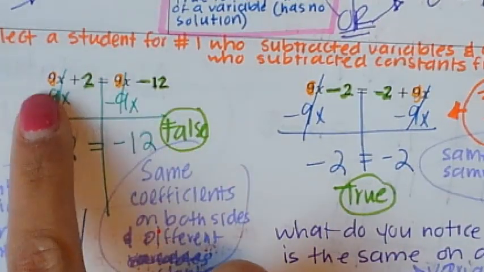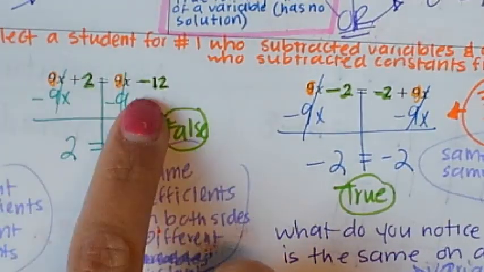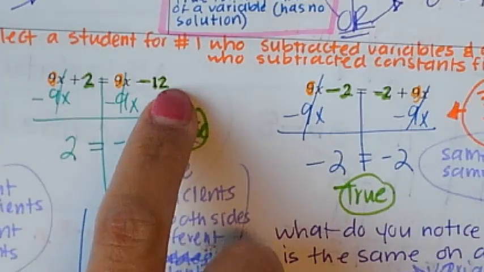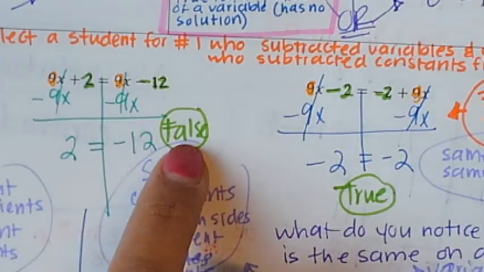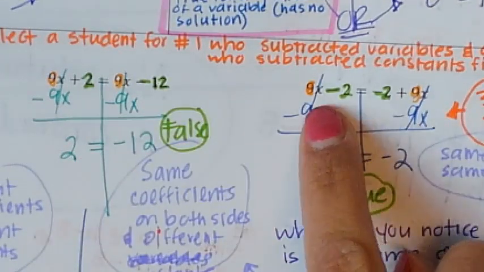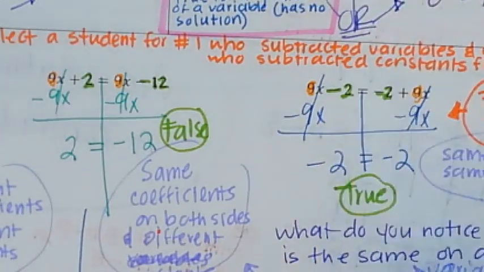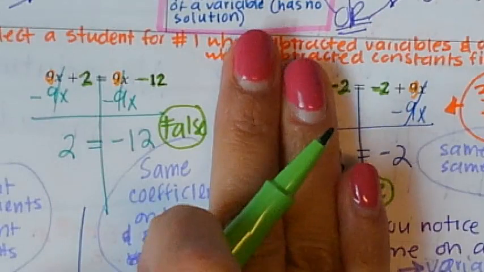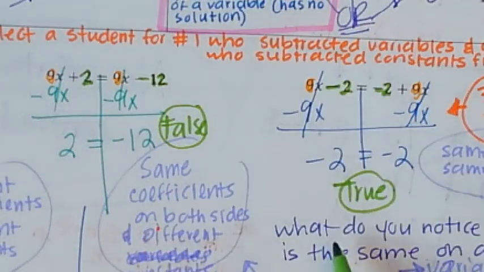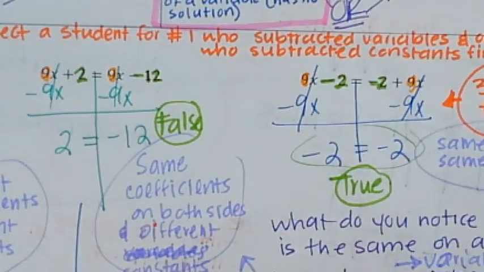When the coefficients are the same on both sides and they have different constants, you're going to get a false statement. When the coefficients are the same on both sides and the constants are the same, in other words, this side is identical to that side, you're going to notice that you're going to get a true statement at the end.